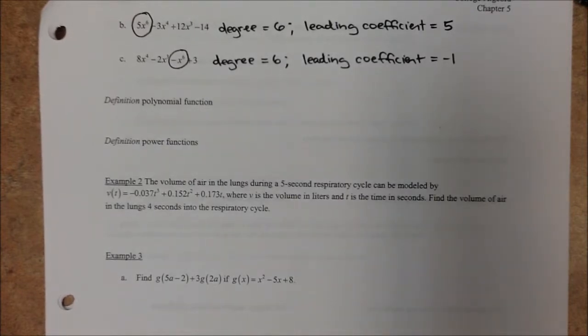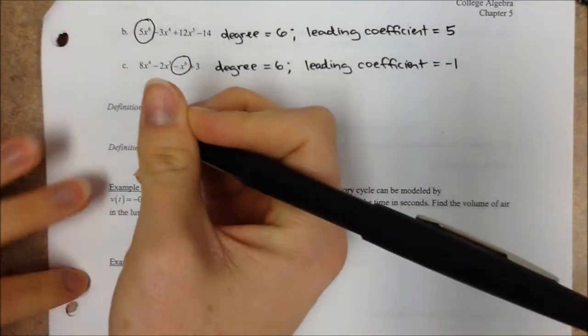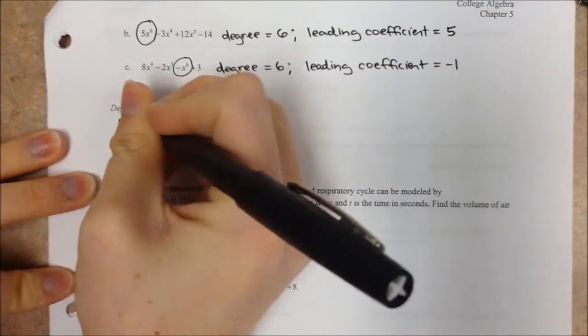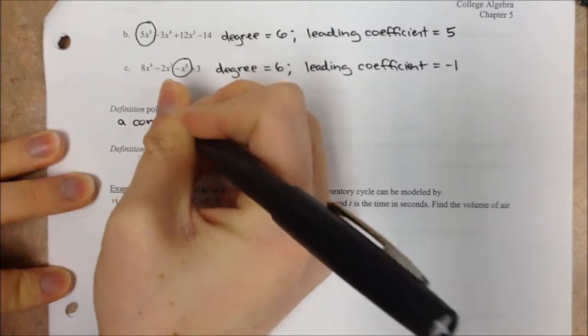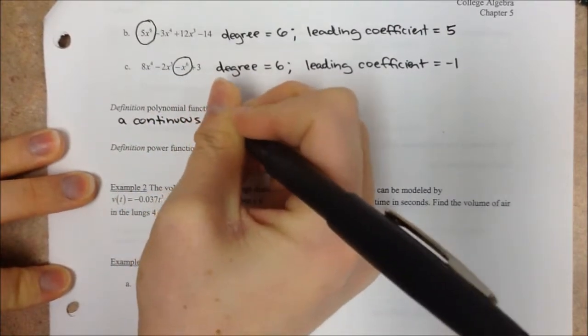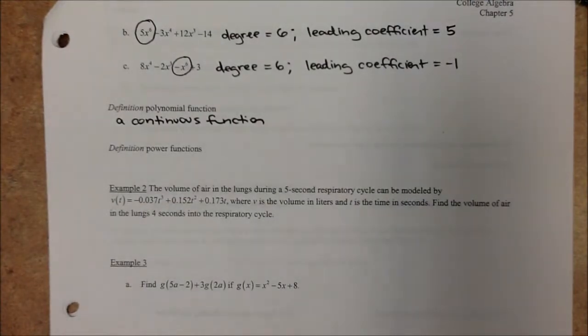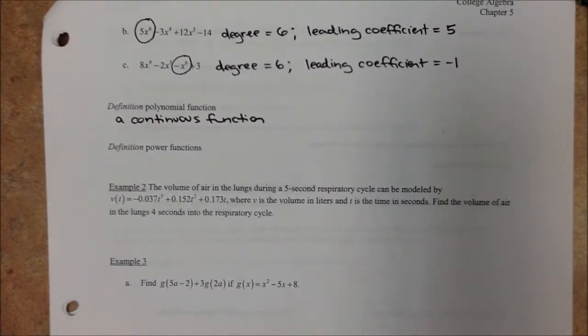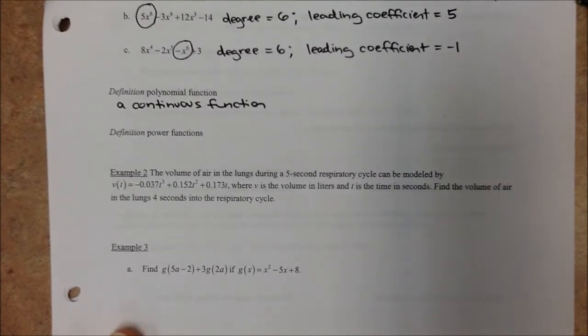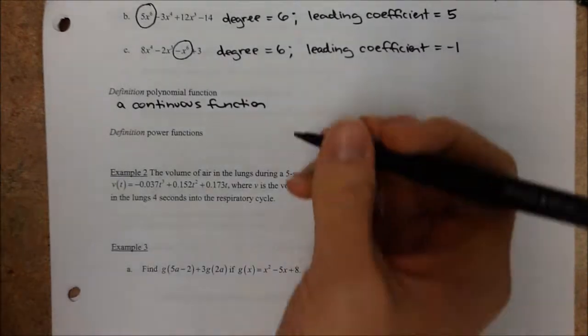A polynomial function, you've got that f of x notation. So functions, we have a continuous function that can be described by a polynomial equation. What a continuous function means is that it's something that you can draw without lifting up your pencil. That makes sense. The lines and the parabolas, we know what those look like. They're these nice smooth curves.